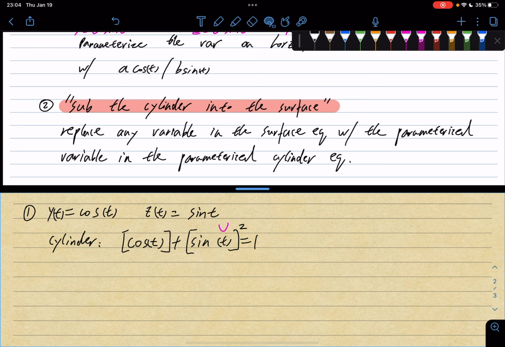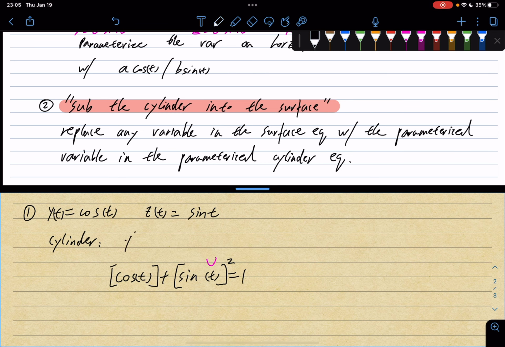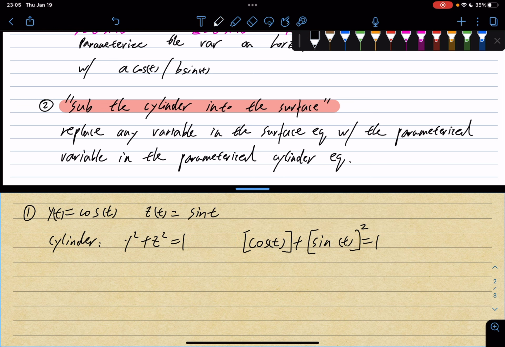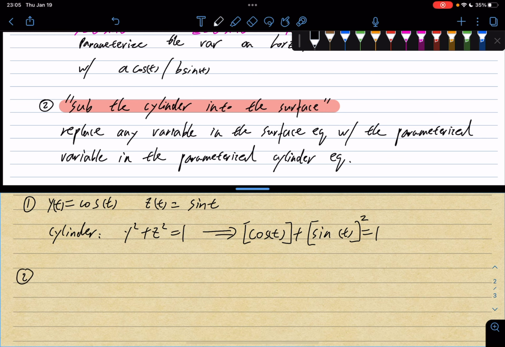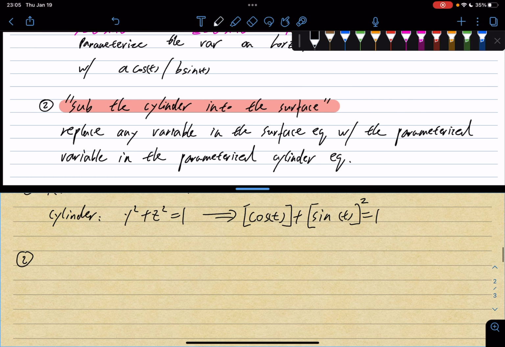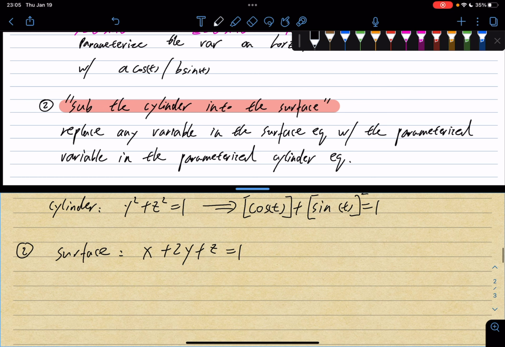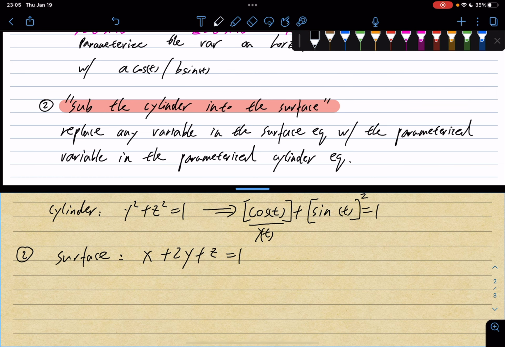Let me just expand it one more time. y squared plus z squared equals 1, and you substitute them, and get this. I hope I explained this in enough detail for you, so I'm going to move a little bit quicker. Step 2: sub the cylinder into the surface. We have the surface as x plus 2y plus z equals 1. That's your y of t, that's your z of t, so we're just going to plug them in.